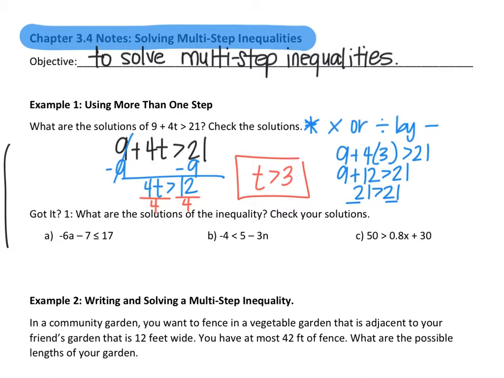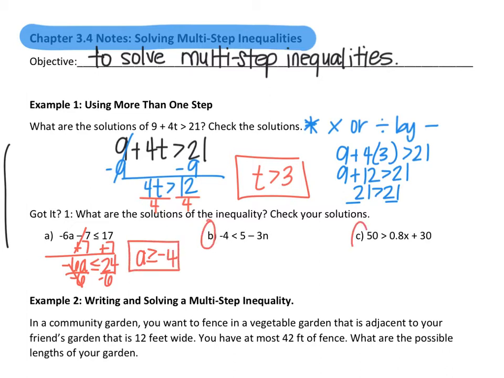Okay, got it, number 1. I'm going to do one of these, and I'm going to get you to do the other two. So A, your first step would be add 7. And you get negative 6a is less than or equal to 24. Divide both sides by negative 6. When you divide by a negative, you turn your inequality around. So it's going to be a is greater than or equal to negative 4.